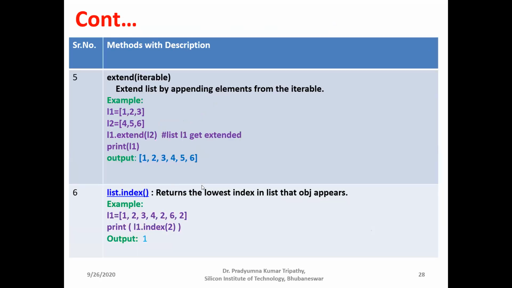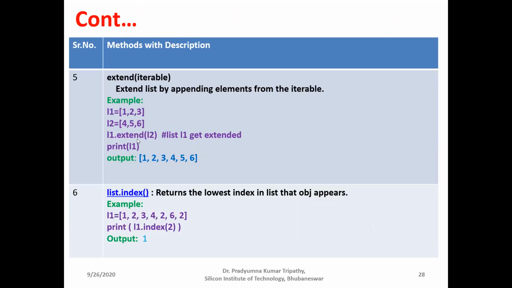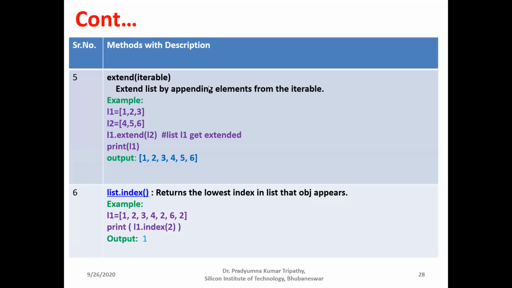Now, can you differentiate between this append and extend? Extend means a list will be added at the end of the list. Here an element is added at the end of the list. Here the list is extended by adding another list over here.